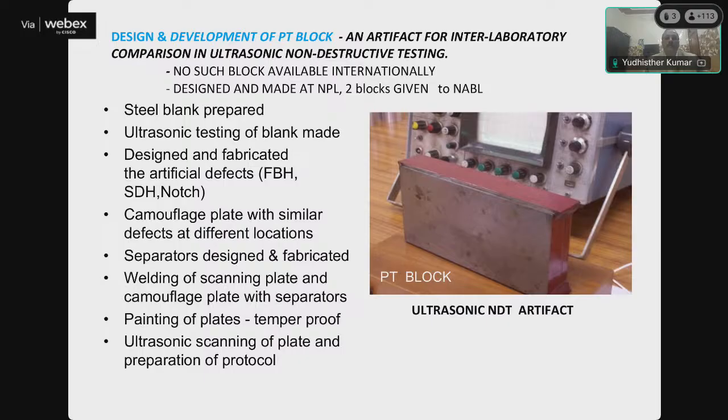This is the ultrasonic NDT artifact. A steel blank is prepared. Ultrasonic testing of the blank is made, the artificial defects are designed and fabricated in it, and separators are also designed and fabricated at NPL. Welding of scanning plates and camouflage plate with separators, painting of plates, tamper-proof ultrasonic scanning of plates, and preparation of protocol are done.